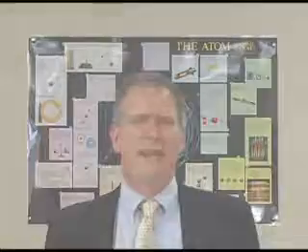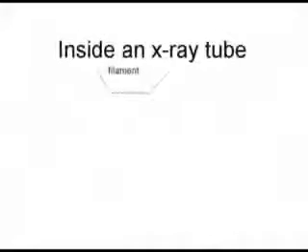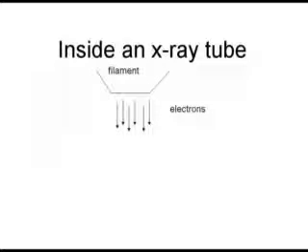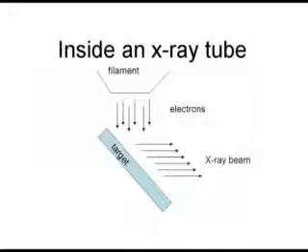It all starts with heating a filament, just like the filament in a light bulb, to high temperatures, which causes electrons to effectively boil off of the filament. These electrons are accelerated to fairly high energies, and they're slammed into a metal target, usually tungsten, sometimes copper. When the electrons hit this target, the X-rays are emitted.